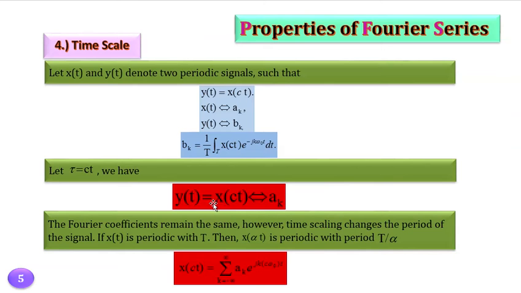So if the Fourier series coefficients of x of t is a_k, Fourier series coefficients of x of ct is also a_k. Once again, the Fourier series coefficient of x of t is equal to the Fourier series coefficient of x of ct. Both of them are going to be a_k.